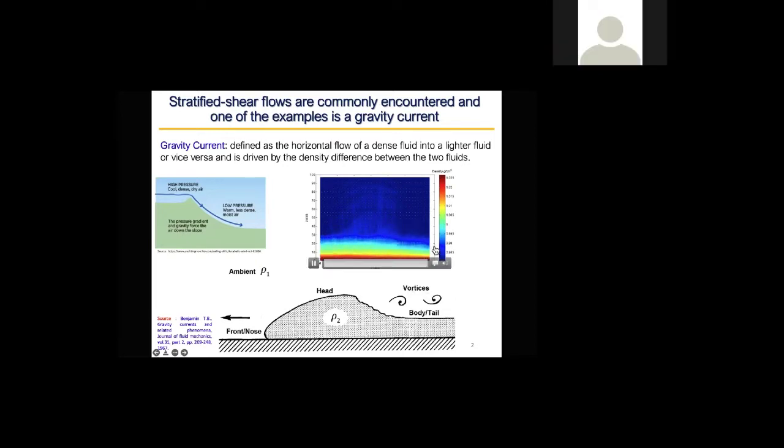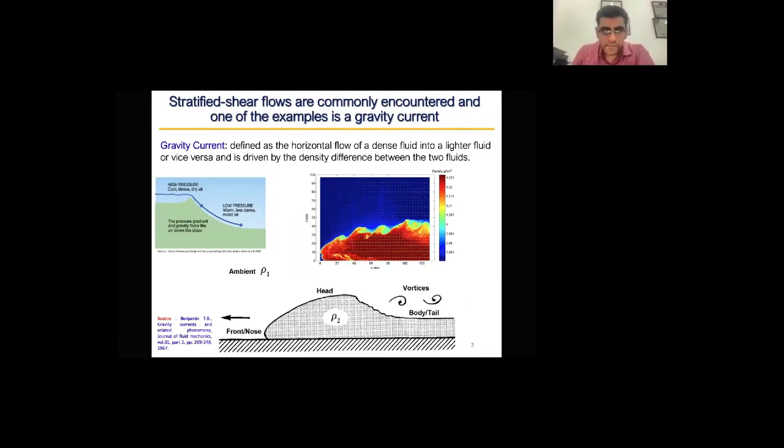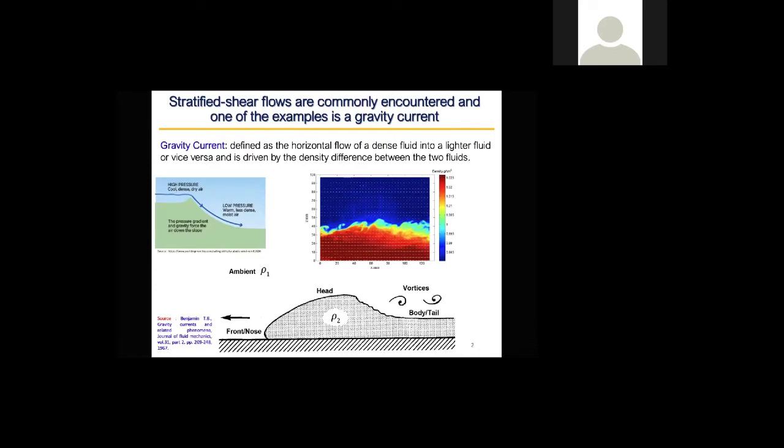Sridhar, I have a simple question. Why is the heavy fluid going one way, or why is there a current? It's not buoyancy, because it's a horizontal motion. So what is causing it?